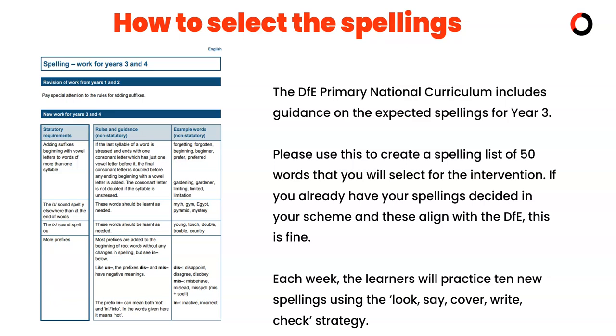So how do you select the spellings? The DFE National Curriculum includes guidance on the expected spellings for Year 3. Please use this to create a list of 50 words that you will select for the intervention. If you already have your spellings decided in your scheme and these align with the DFE, this is absolutely fine. Each week, the learners will practice a minimum of 10 new spellings using the Look, Say, Cover, Write spelling strategy.